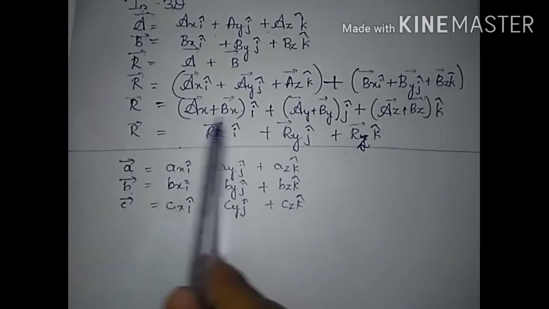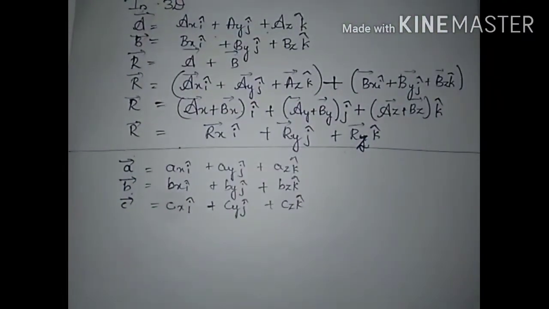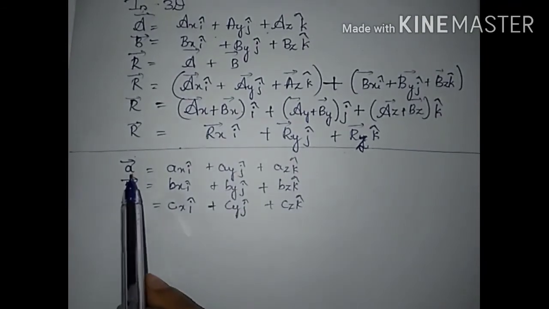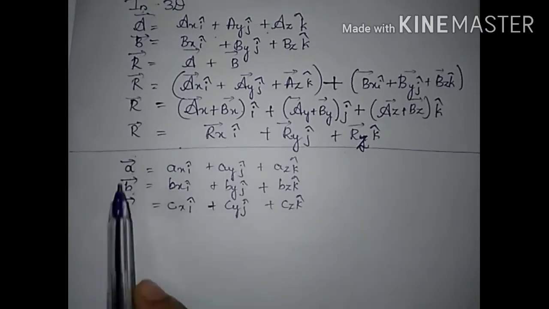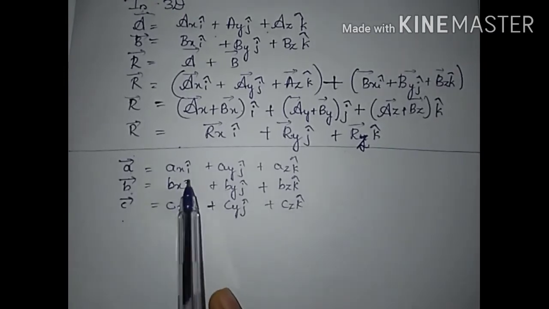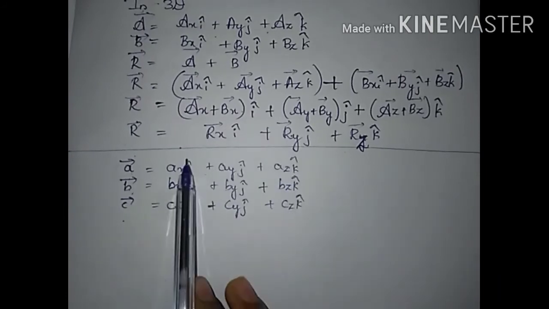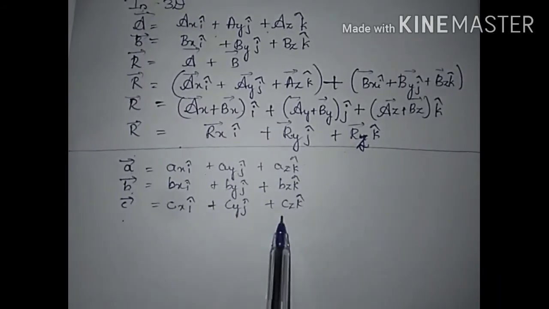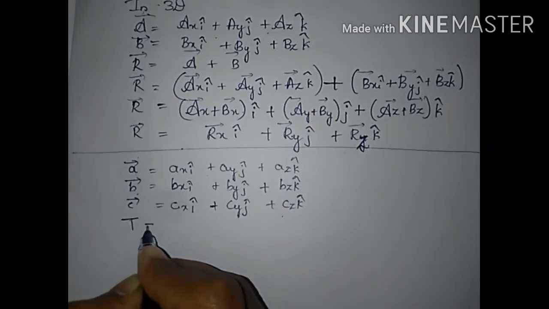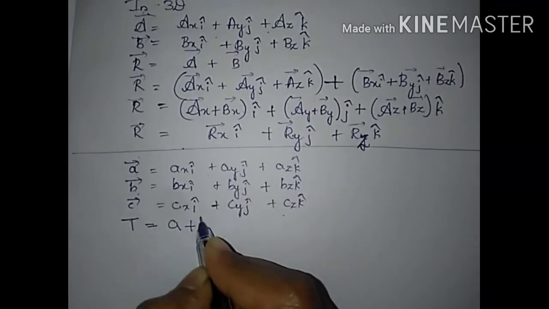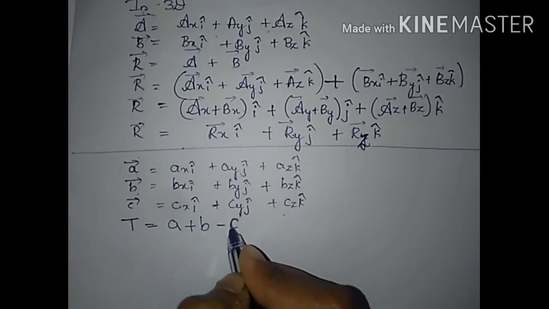This is not related to all the above things which I have done. This is like an example. So you have 3 vectors A, B, C. These 3 vectors can be written as Ax i cap plus Ay j cap plus Az k cap. Like this way we can write B and C as well. Now, let's suppose T is equal to A plus B minus C.